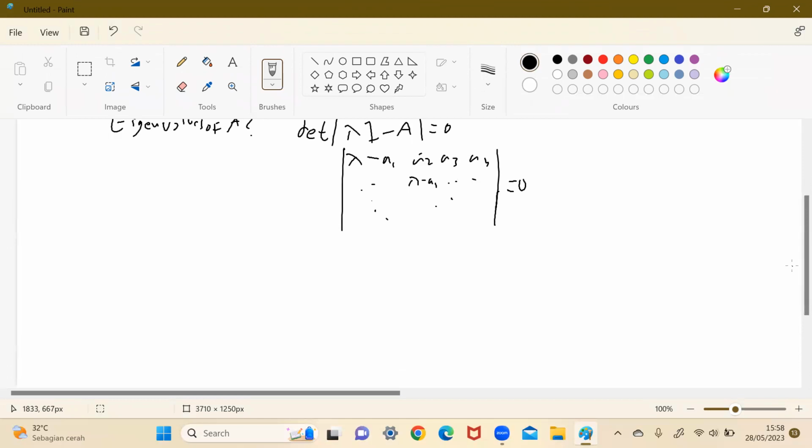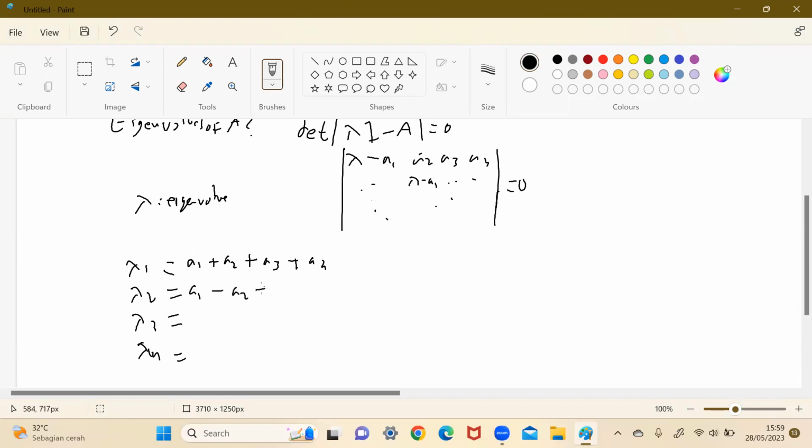But what if I tell you that the eigenvalues of A are the following? I'm going to tell you that there are 4 eigenvalues. Just bear with me. So I denote the eigenvalue as lambda. So we have A1 plus A2 plus A3 plus A4. The second eigenvalue is A1 minus A2 plus A3 minus A4. The third is A1 plus A2 times i, where i is the imaginary number. And the fourth one is this.